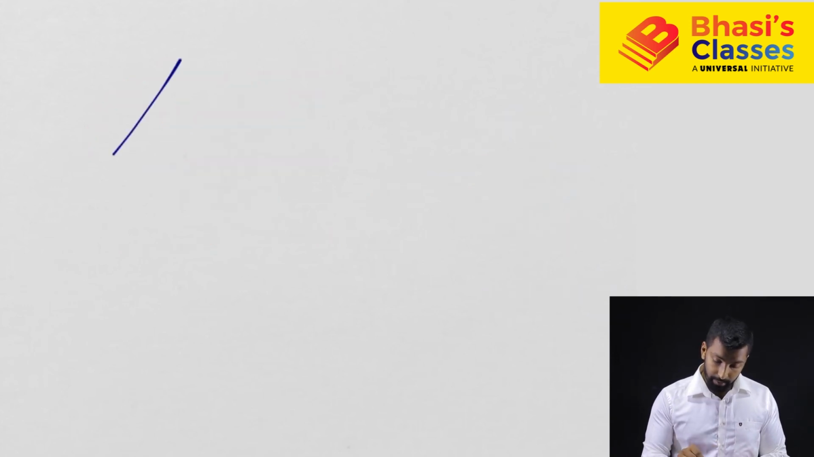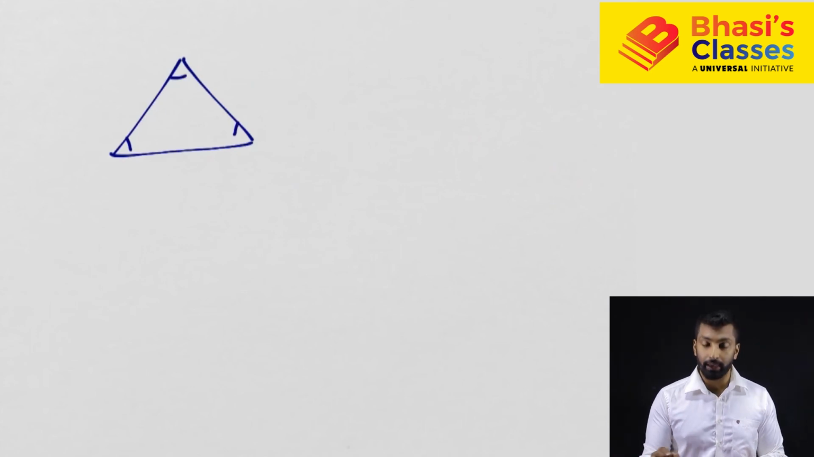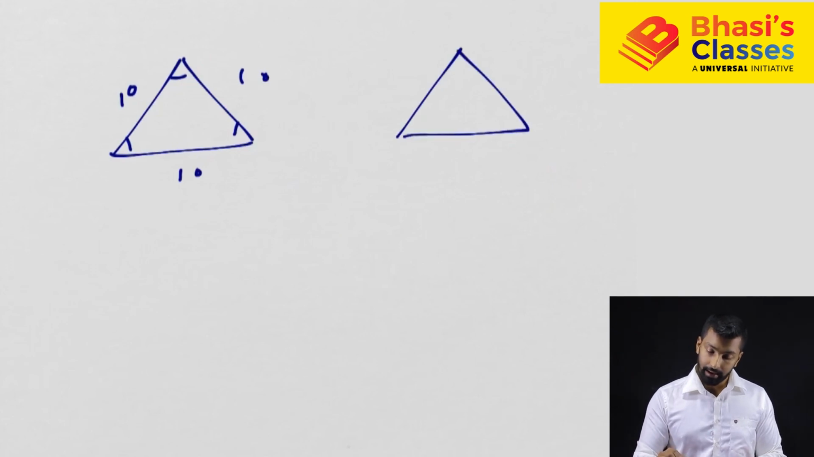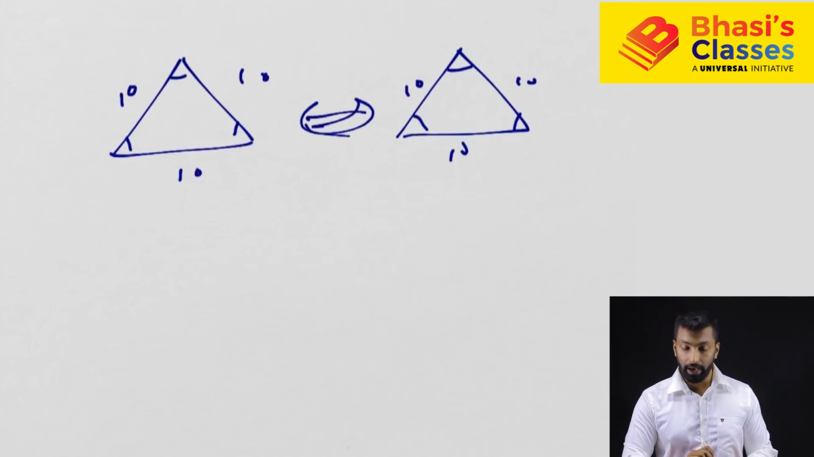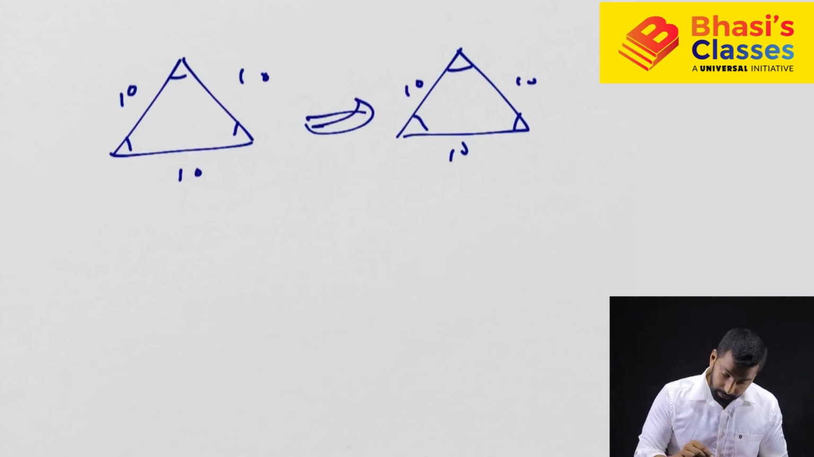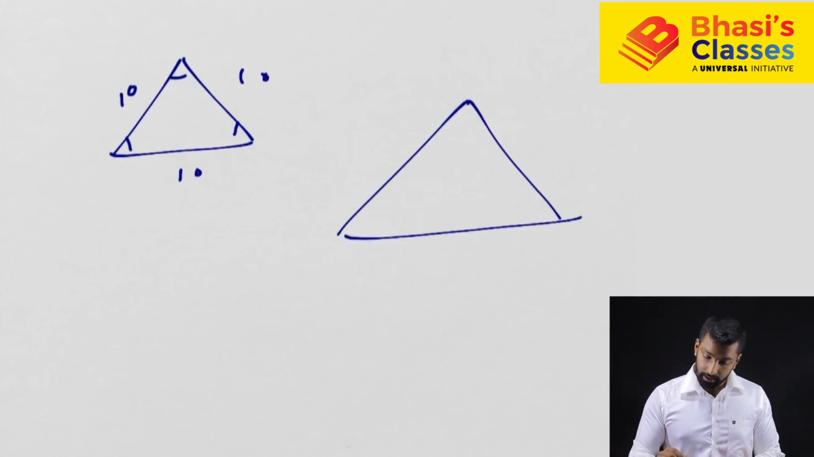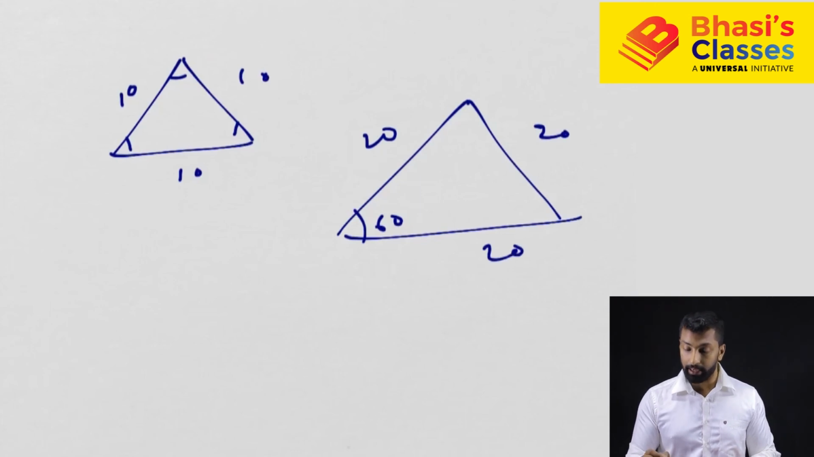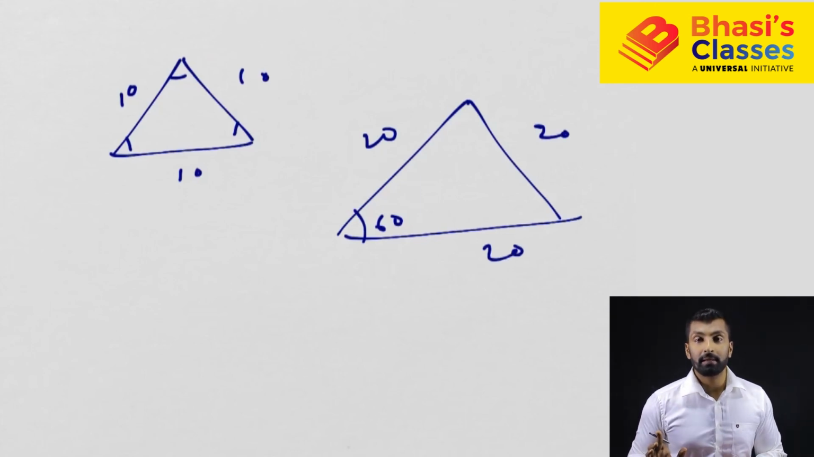See, if I give you an equilateral triangle with sides 10, 10, 10, and then this is also 10, 10, 10, these two are congruent triangles, okay? But if I give you another equilateral triangle, where all the angles are 60 and the sides are 20, 20, 20, then in this case this is a similar triangle.